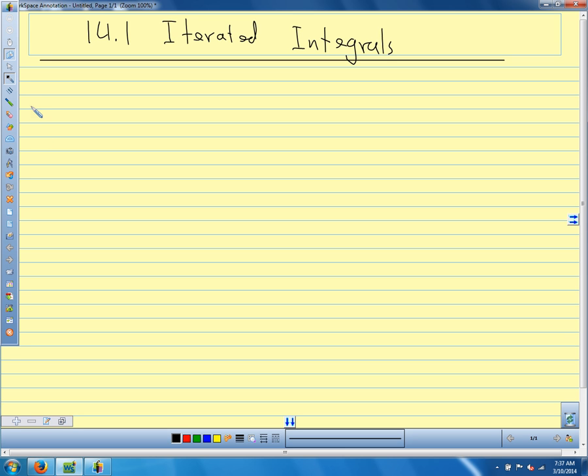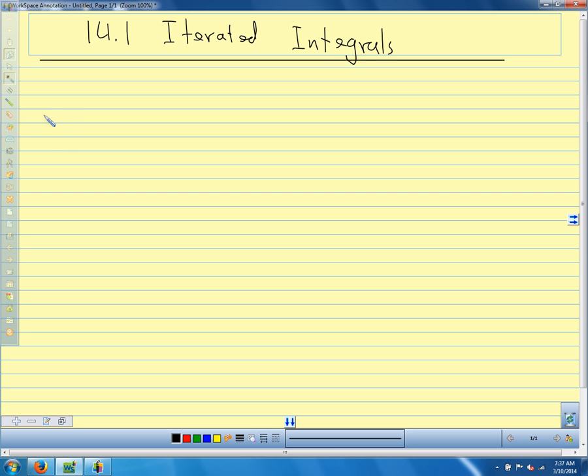So what I want to do is do a couple of examples, talk about how we do them, and then we'll give a geometric interpretation to what we're talking about. And then we spend all of chapter 14 applying that idea to multiple integrals in various contexts.